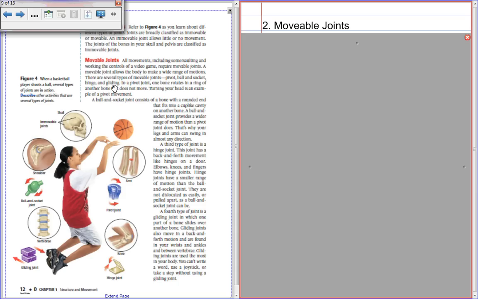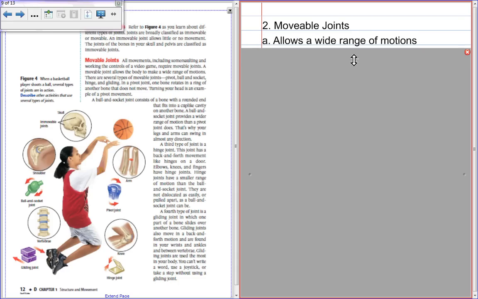And let's go back here. All right. In a pivot joint, one bone rotates in a ring of another bone that does not move. Turning your head is an example of a pivot movement. This is a pivot joint right here. So this is your cervical vertebrae, and it allows your neck to move back and forth.